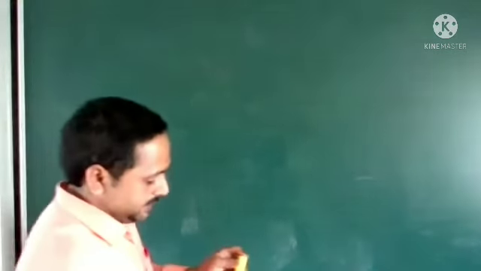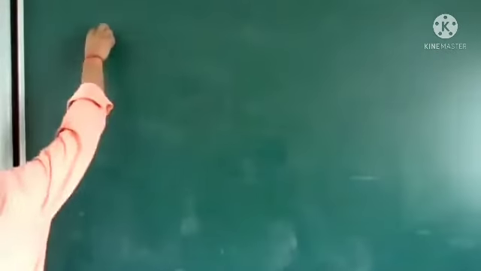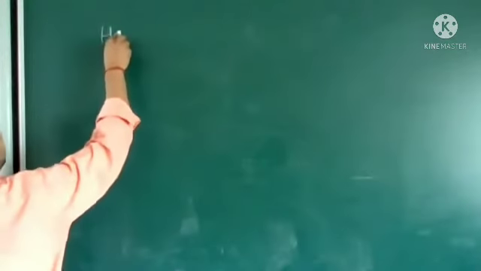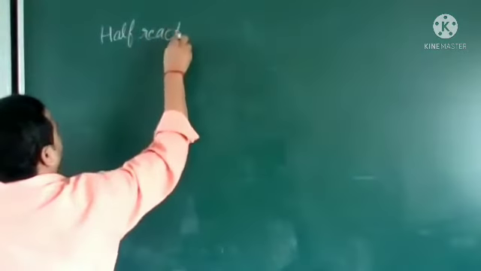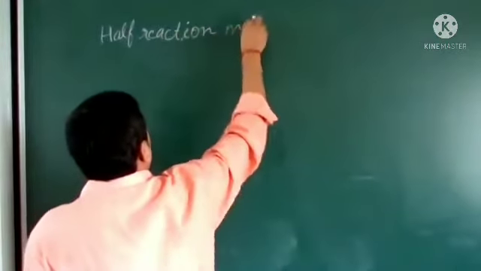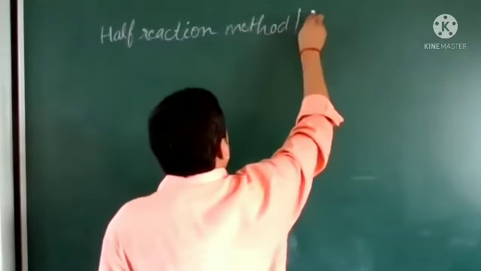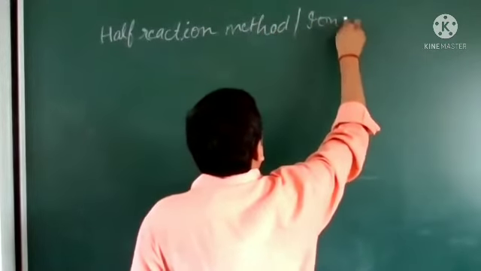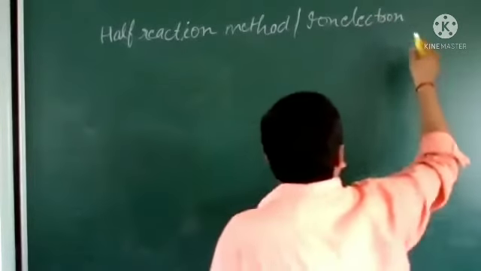What is that? Ion electron method means the half reaction method. That is the half reaction method, and this is also known as the ion electron method.